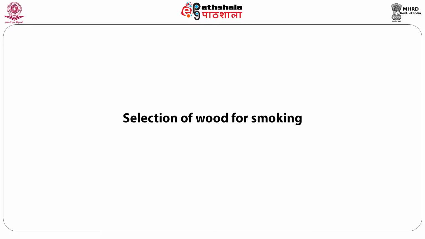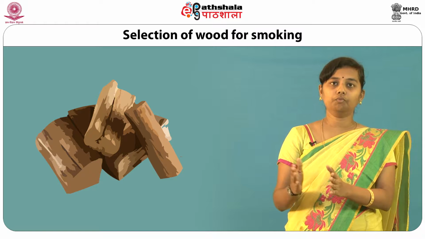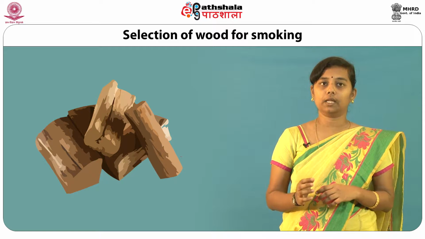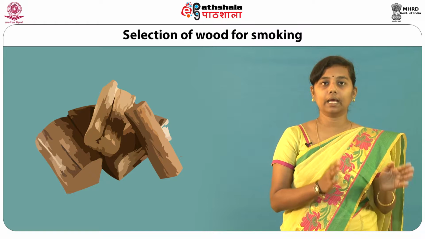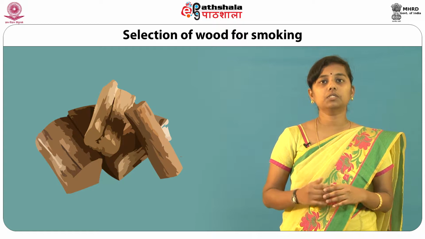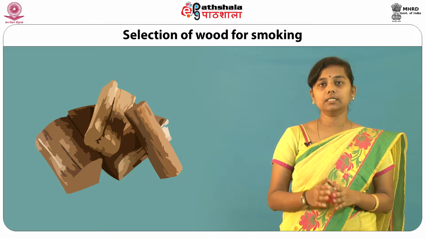Let us see how to select the wood for smoking. The heavier hardwoods like oak and hickory are used for smoking heavier meats like beef and pork, whereas lighter hardwoods like alder, maple, fruit and nut bearing woods are used for smoking lighter meats like poultry and fish. The soft woods like pines and cedar are not preferred for smoking meat as they burn fast and produce significant quantities of resin on burning. They also impart an undesirable taste to the food.